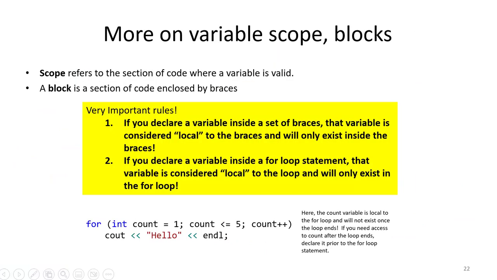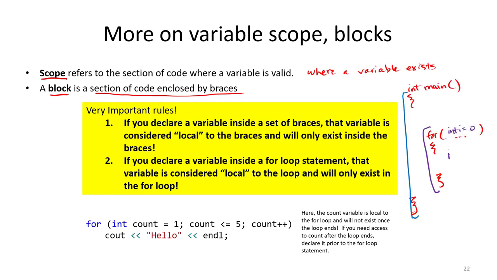So once again, just to summarize that, what we were referring to just now was what's called scope. Scope is the section of code where a variable is valid, or where a variable exists. And a block is a section of code enclosed by braces. If I declare some variable I inside my for loop, that variable I only exists in my for loop.